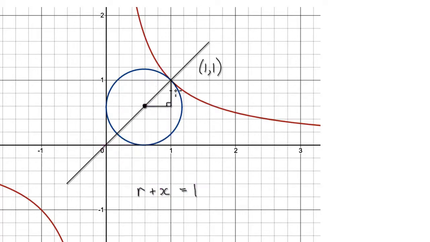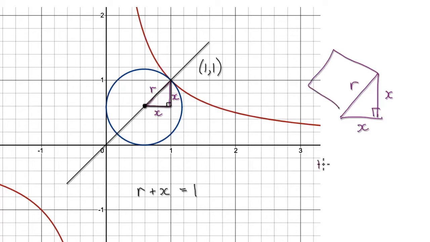So looking at this triangle here, because of symmetry, if this length is x, then this must also be x. So this is r here. Now it's just a matter of working out x. This length must be the same as this length. This is 45 degrees, but we don't need that. We can just use Pythagoras.